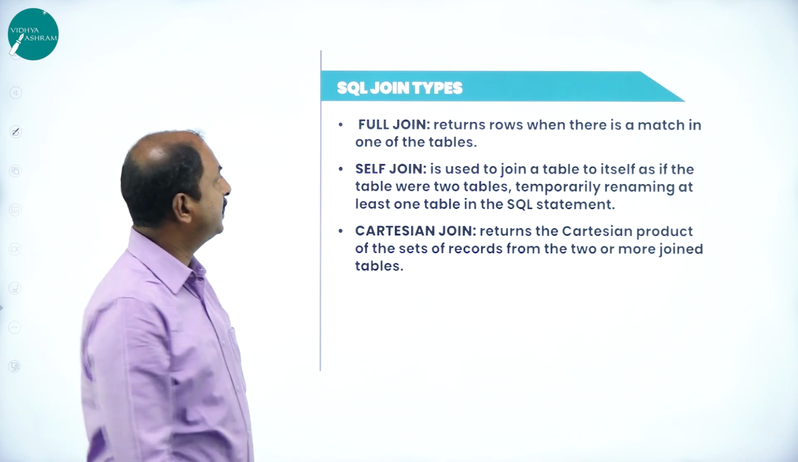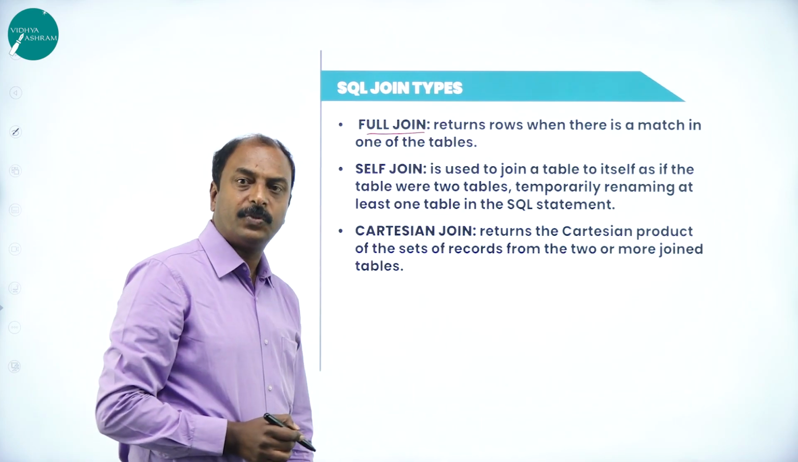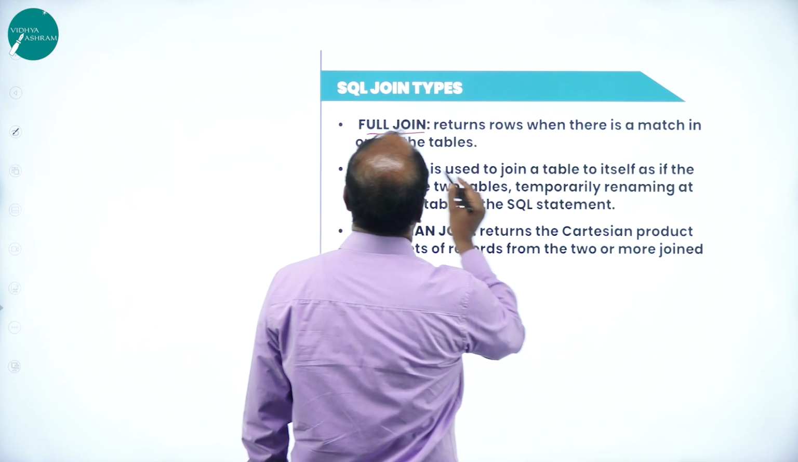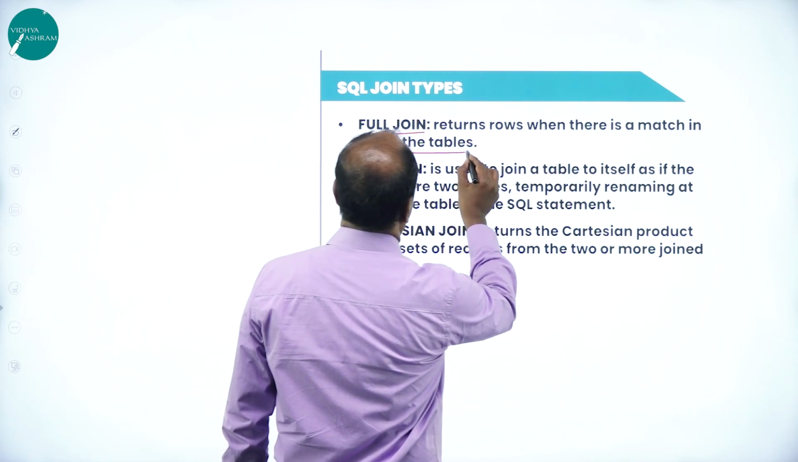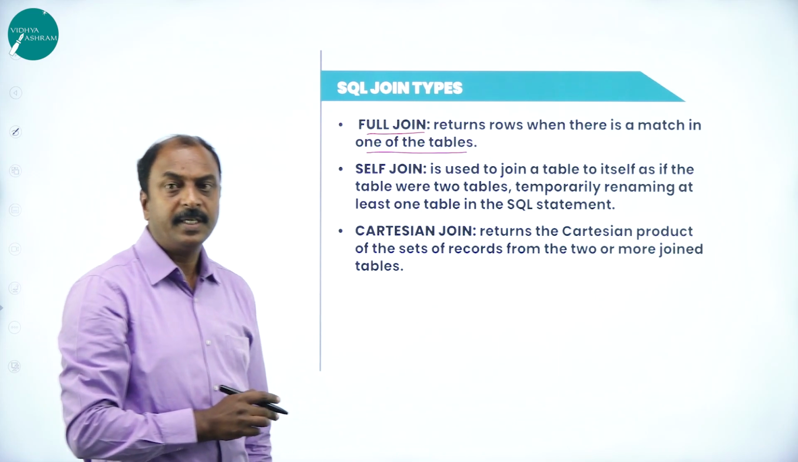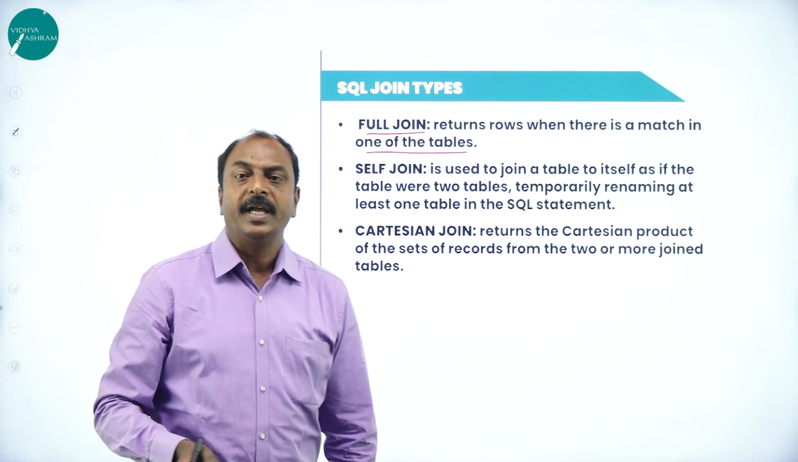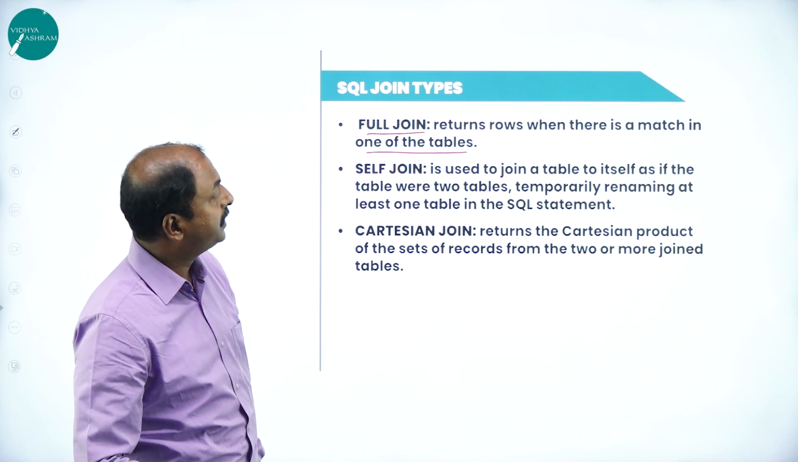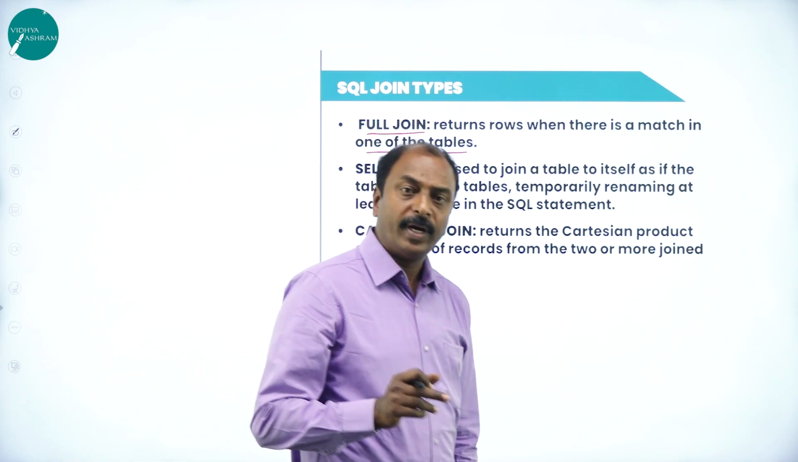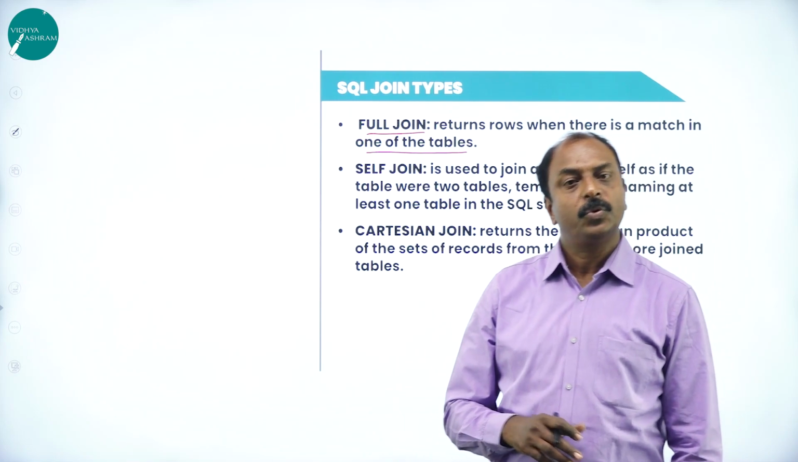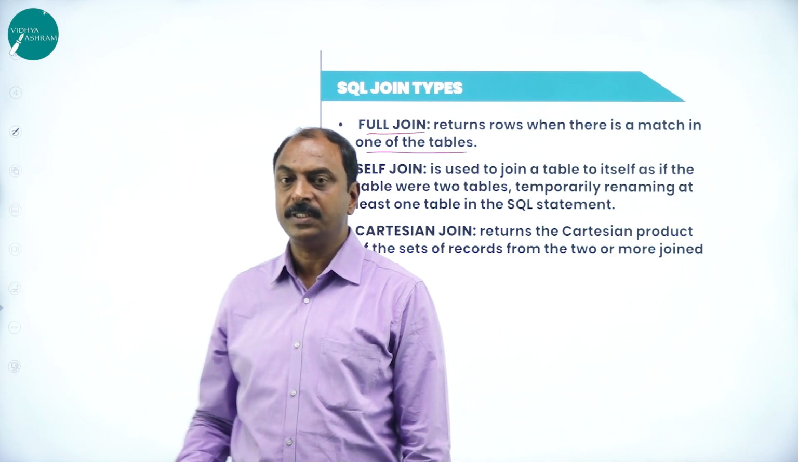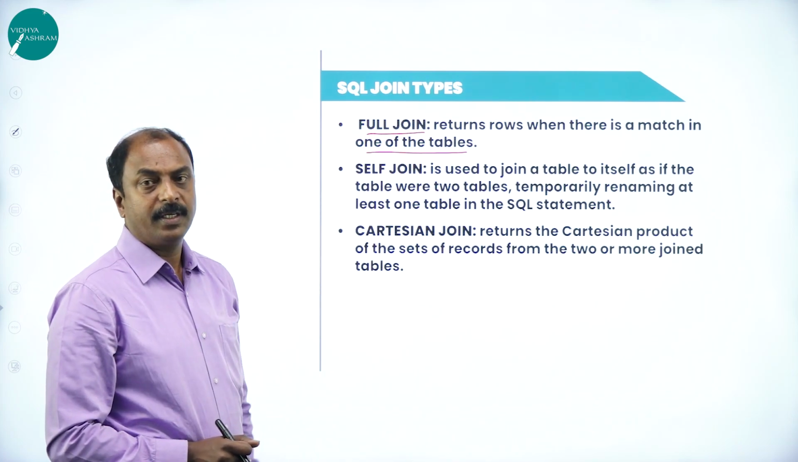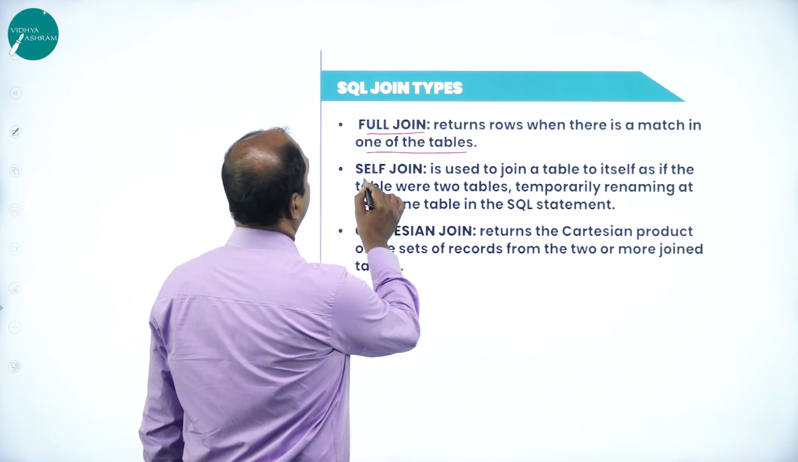So first one is full join. So what is full join? Here it returns rows when there is a match in one of the tables. If there is more than one table, a full join returns a separate table with matches. It is going to find the common records in both the tables or in all the tables and display it as a single table. That is full join. And second one is self join.